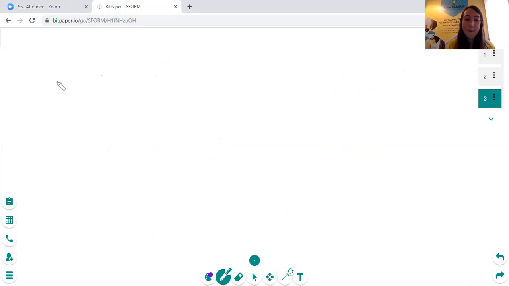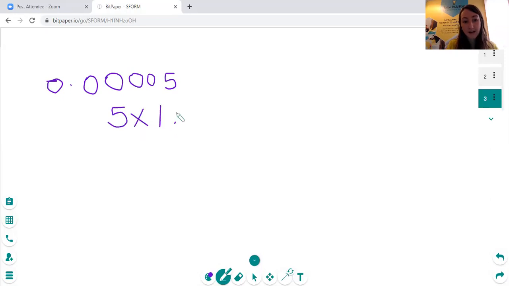So what about 0.005? To write that in standard form, that would be 5 times 10 to the minus, and we count 1, 2, 3, 4, 5.